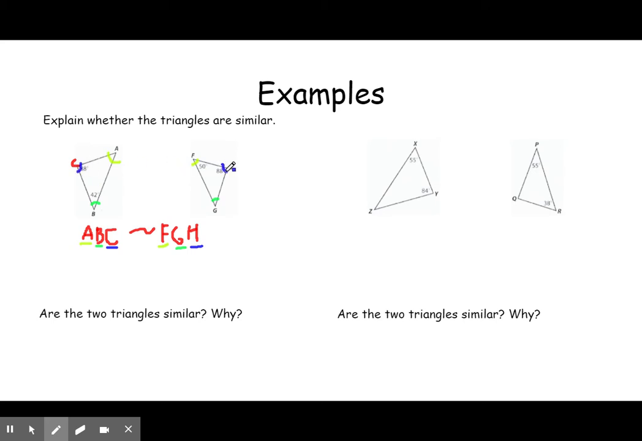All right, so first, let's find the measure of the missing angle. If I look in my first triangle, it gives me 42 plus 88. If I take that 42 and add it to 88, we get 130.